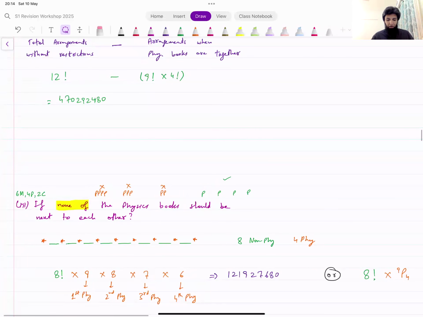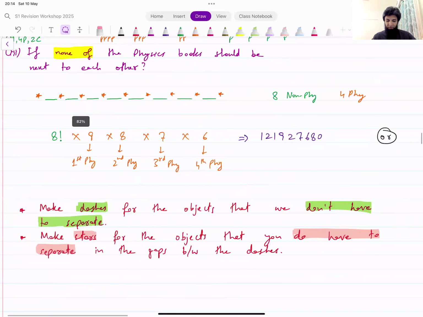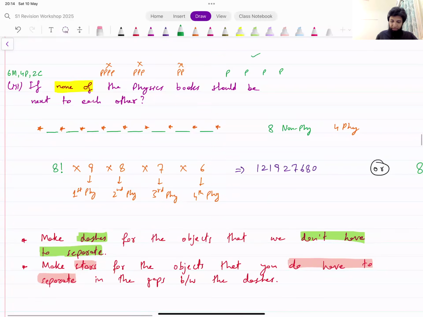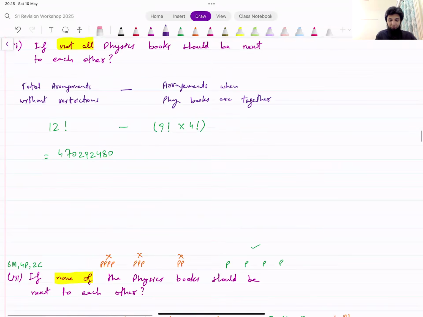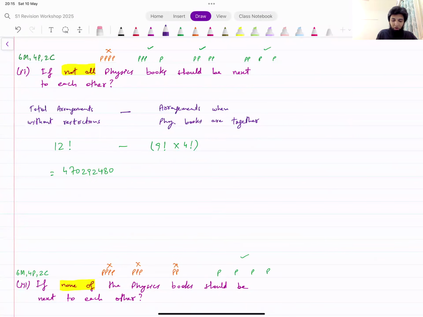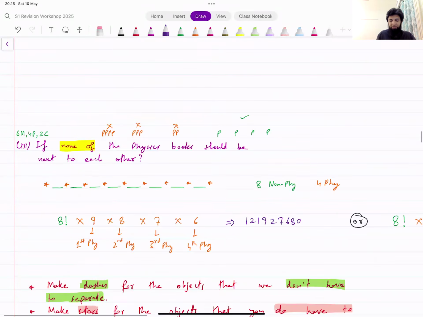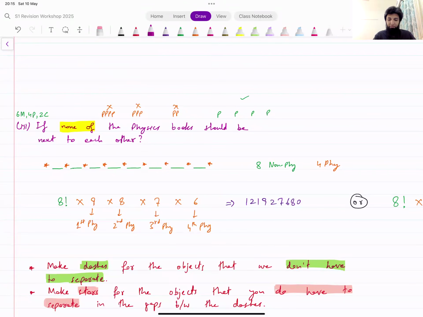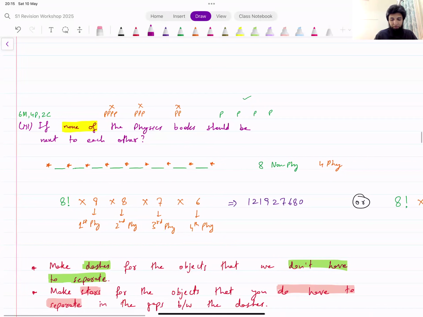That's the same thing. Okay, so how does this method work? You make dashes for the objects that you do not have to separate, and then make stars for the objects that you do have to separate in the gaps between those dashes. And you should know when to use which method. When it says not all should be together, when it's more than 2 objects, and we want that not all should be together, we do total minus together. When it says none of them can be together, in that case, we use dashes and stars method. For 2 objects, both of them work. For separating 2 objects, both of them have the same meaning and they work.